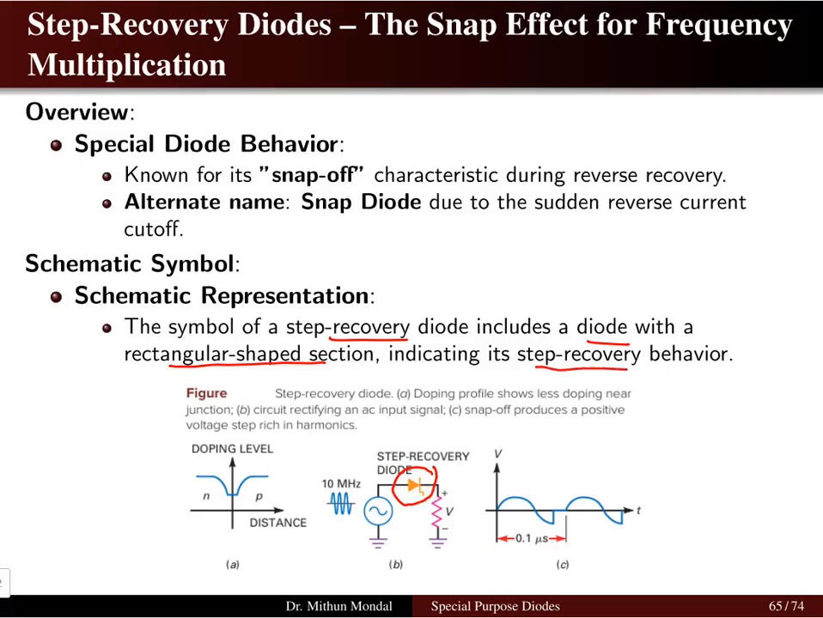On the input side, the AC wave has a frequency of 10 megahertz. The output snaps up to a positive voltage step, reaching harmonics. Here you can see there is a sudden reversal of the current, and due to this sudden reversal there will be a cutoff with the help of the step recovery diode.